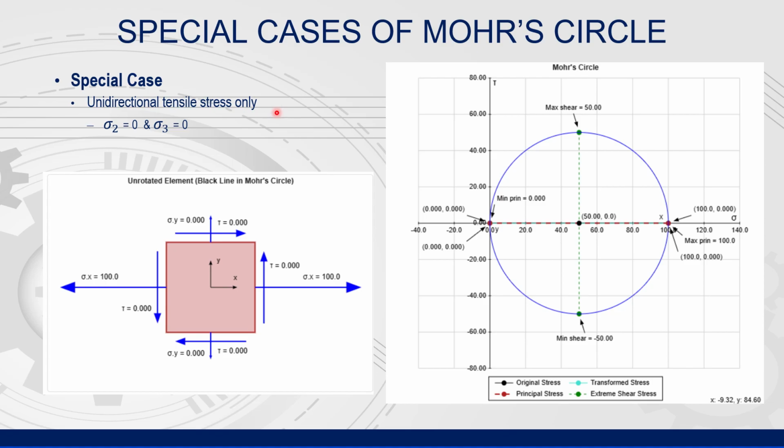Here is another special case of Mohr's circle. In this application, there is only a single normal stress in the x-axis. Note that sigma y and tau xy are both 0. In this case, sigma 2 and sigma 3 both equal 0. You can try out the calculator tool linked on the previous slide for different stress setups and see what effect they have on the output of Mohr's circle.